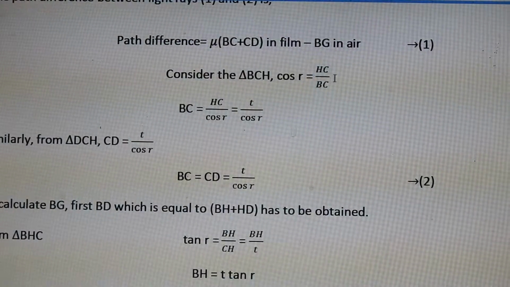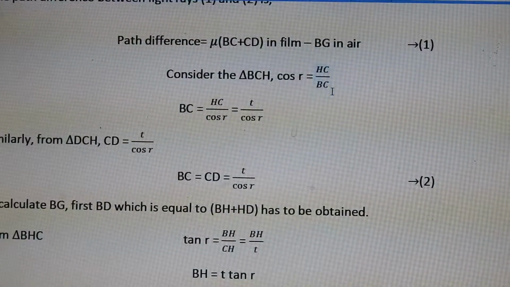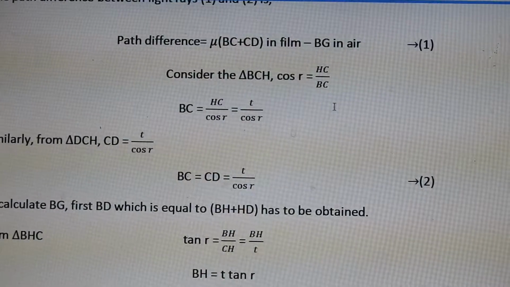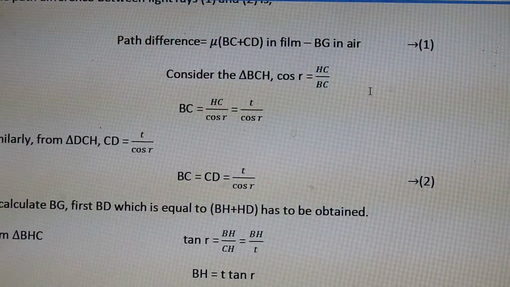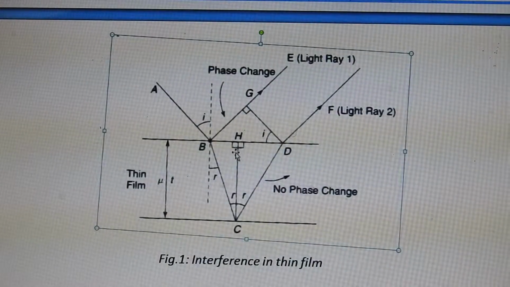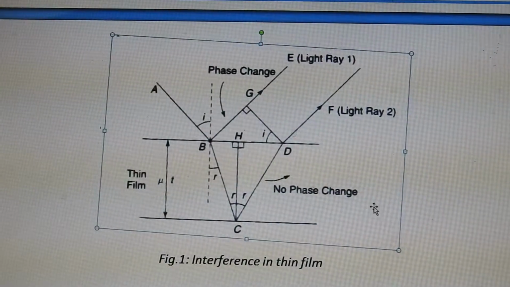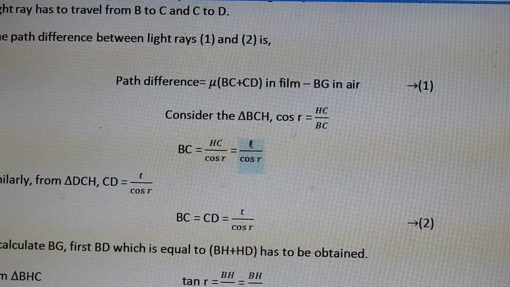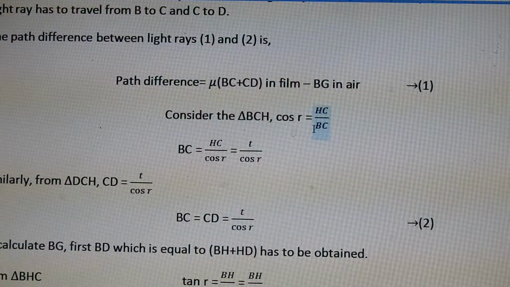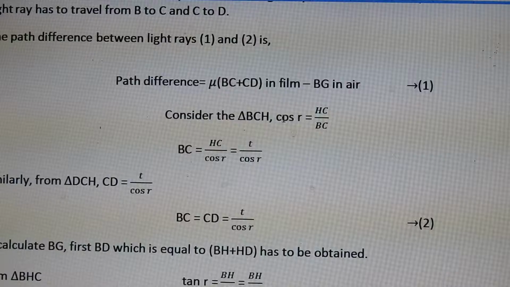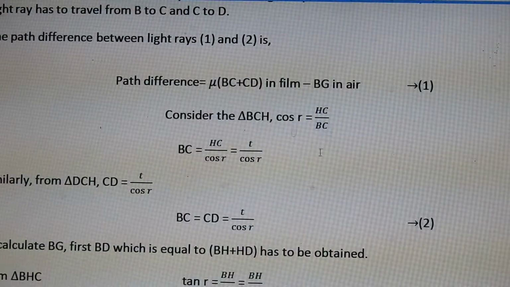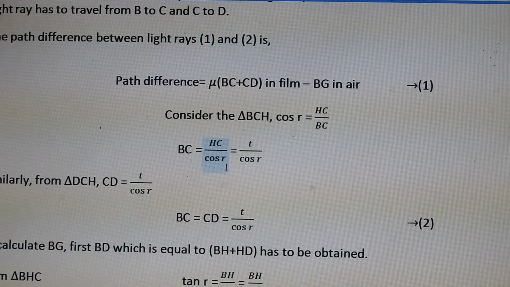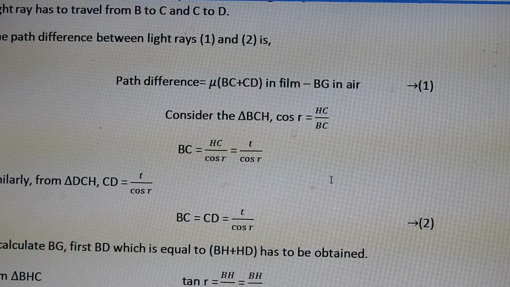So cos r equals HC by BC. Then HC, or CH, is equal to T, so I can write T in the place of HC. I want to calculate BC, so taking cross multiplication, BC goes here and cos r comes there. So BC is equal to HC by cos r, which is equal to T by cos r.